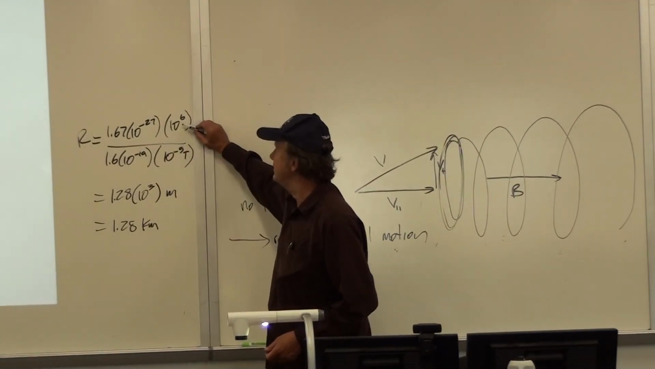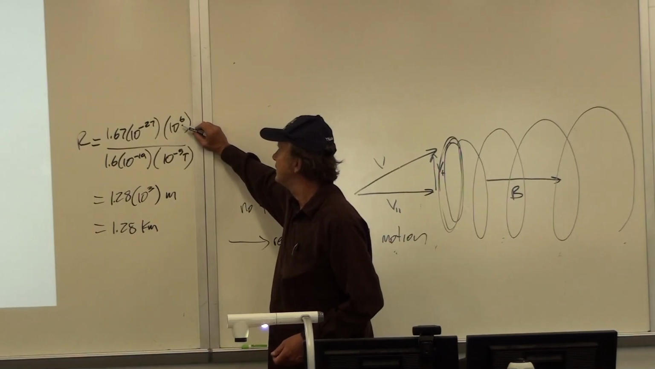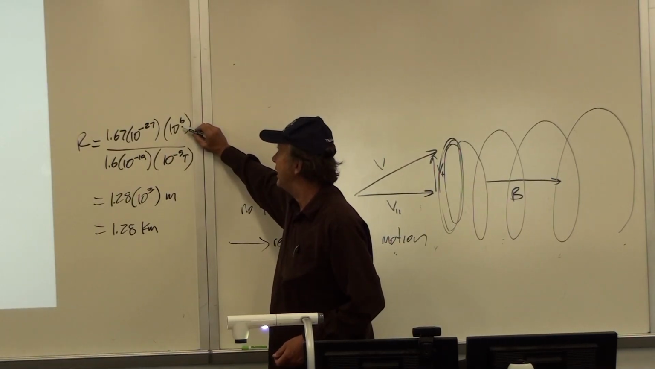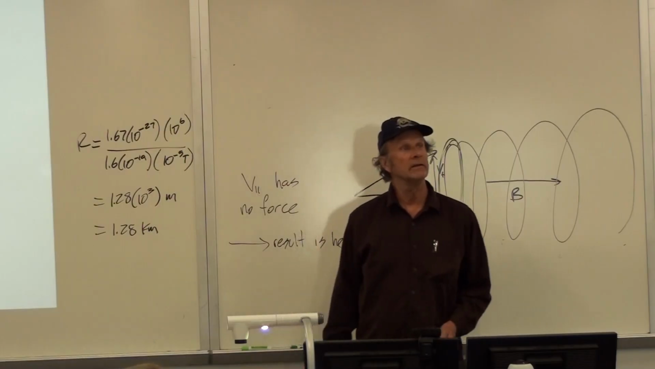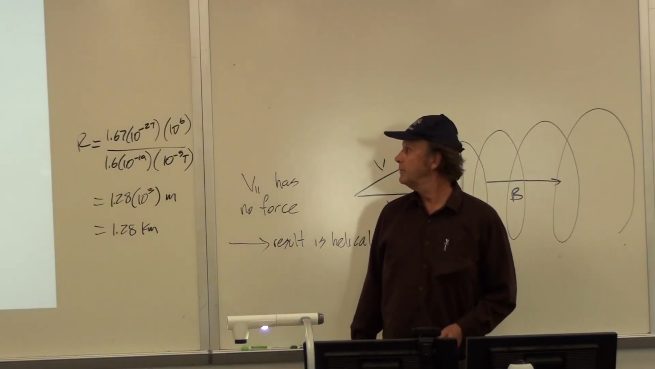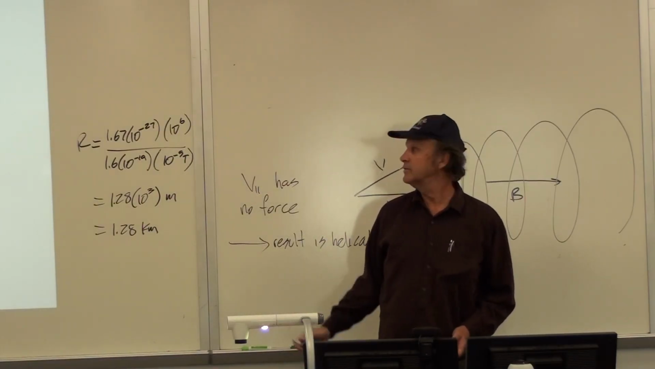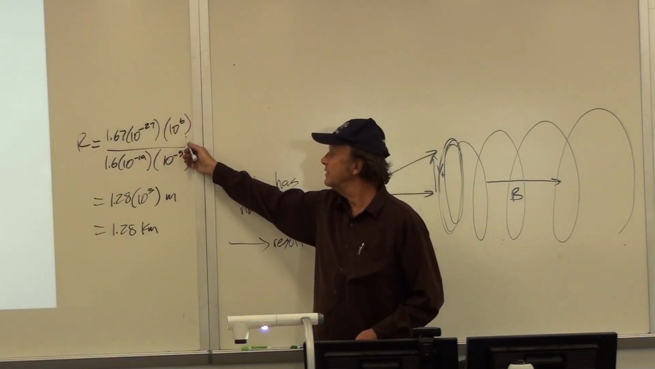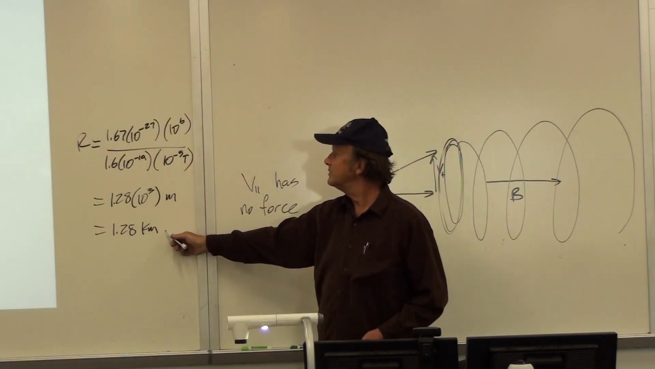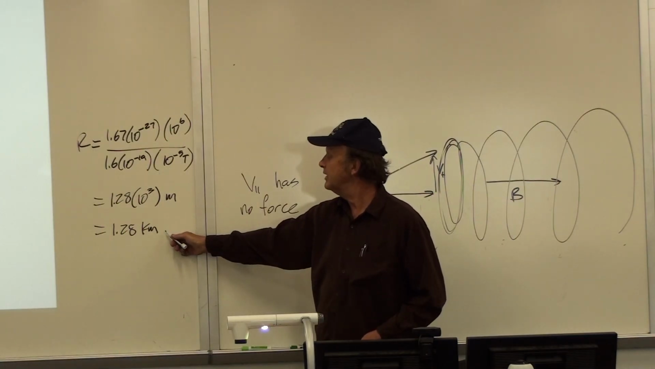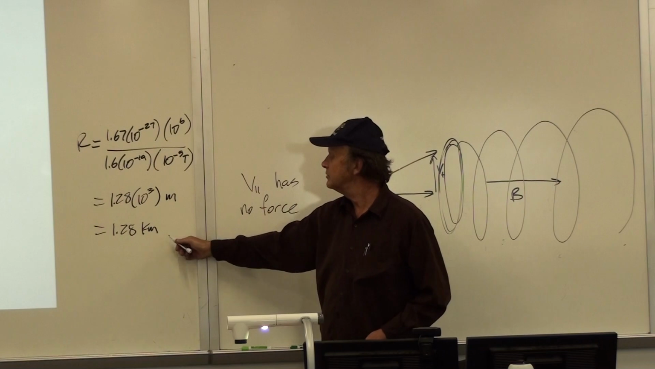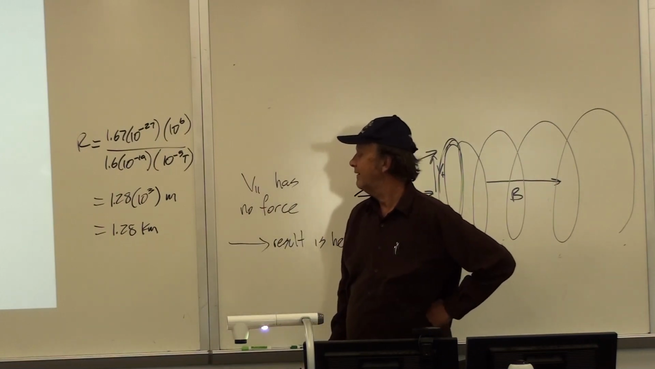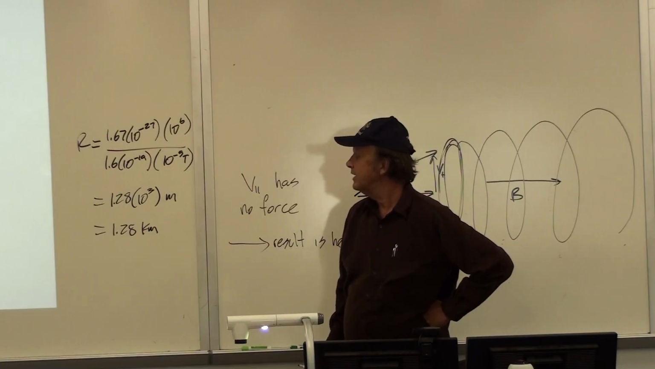Now what if the velocity were much bigger then? What if we had a velocity of 10 to the 8? Then that would be like 1/3 the speed of light. It's 3 times 10 to the 8 meters per second is the speed of light. So if they're moving at 1/3 the speed of light, then the radius is going to be 100 times bigger than this. And so 100 times bigger than that, 128 kilometers, that's still not comparable to the size of the Earth.